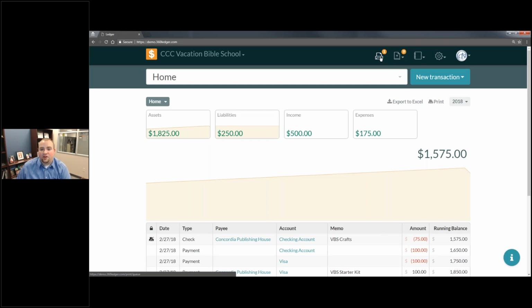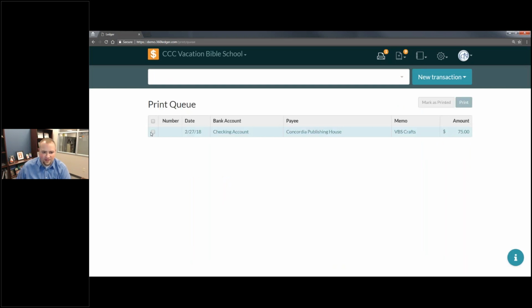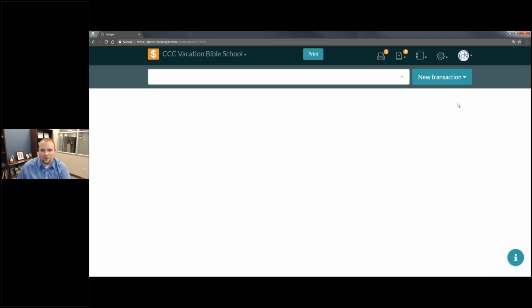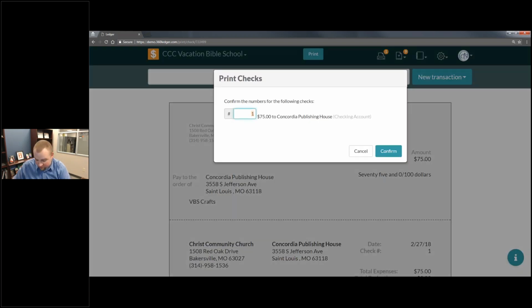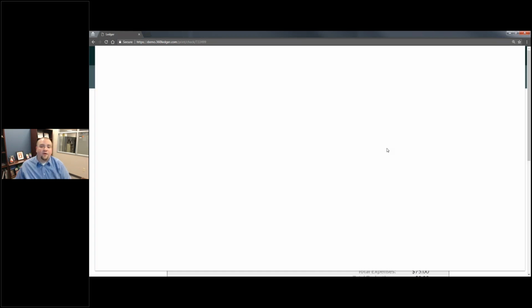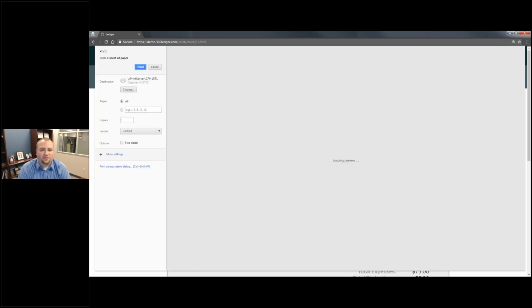So if I go to my check queue and I select this check and I go to mark as printed, it's going to give me a quick preview of what it'll look like. This is my top check, and then I'll hit print. Now it says, what check number do you want for it? 1, 2, 3. Confirm, and now it goes to my print view from my browser, and I can send this directly to my printer.